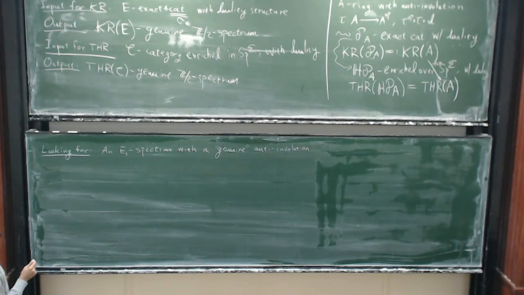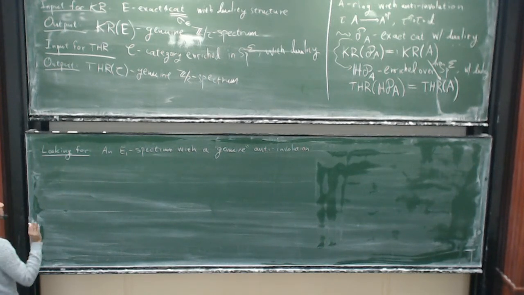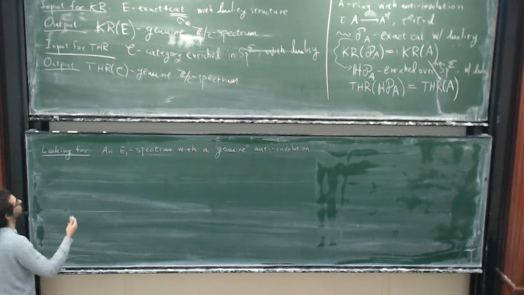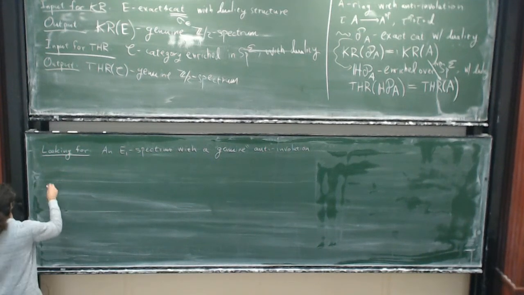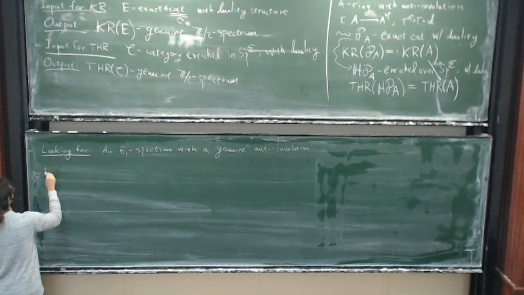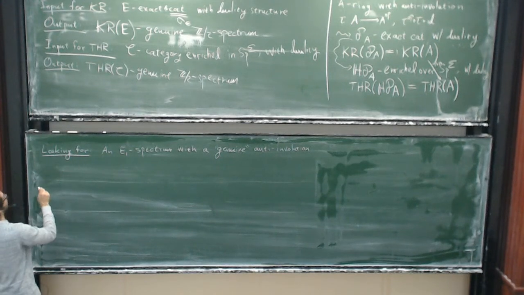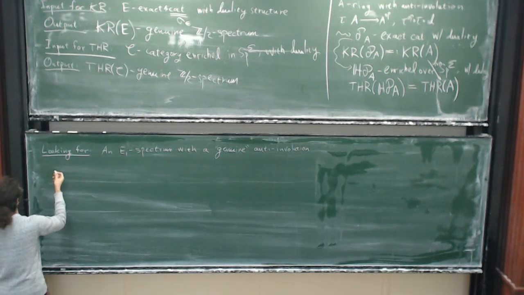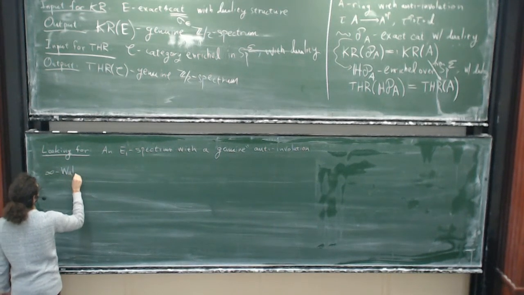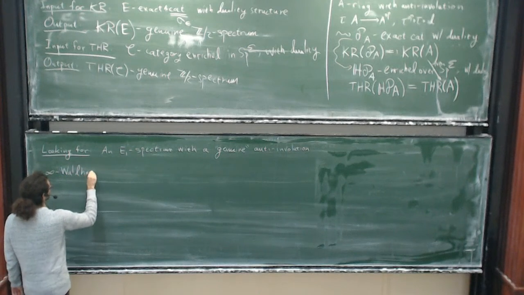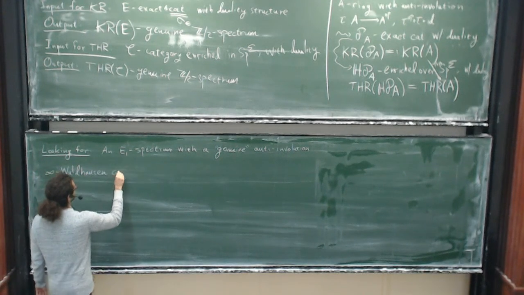So, in some sense, the input for real K-theory is going to be a little simpler, even though it's really much more complicated. But a lot of work has been done on this. So let's look at the input for KR. What we're going to want is infinity Waldhausen categories.